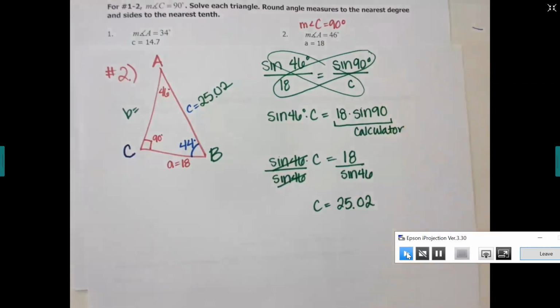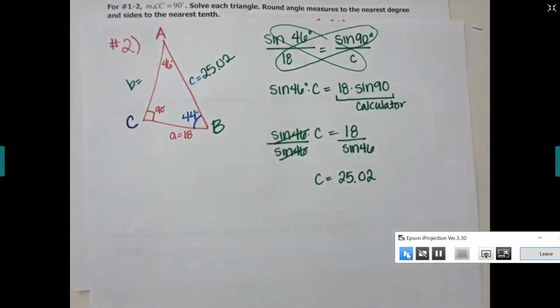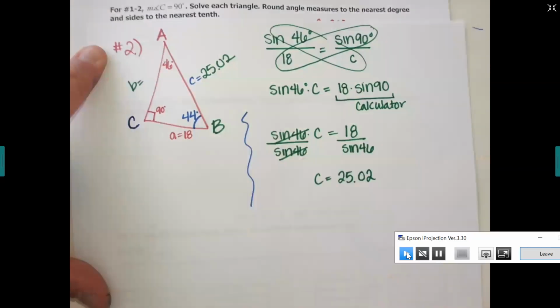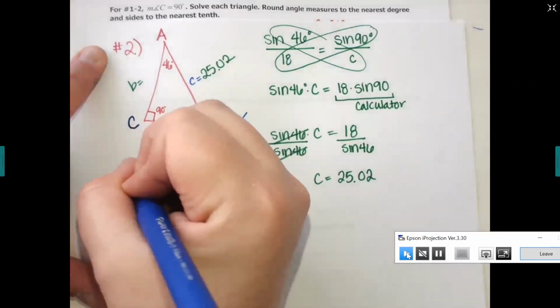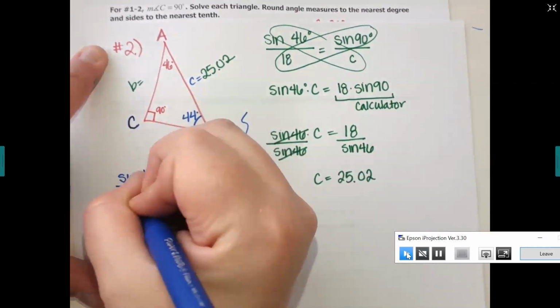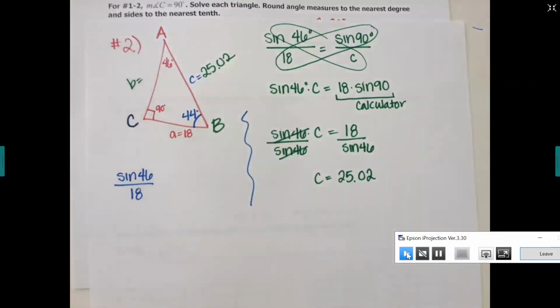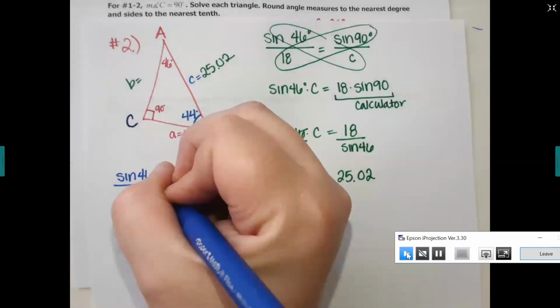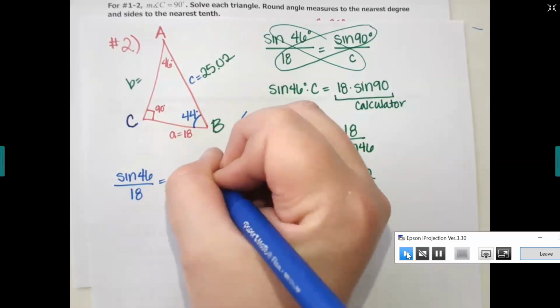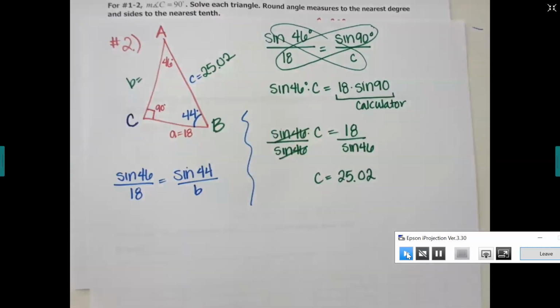And now that we know capital B, we'll be able to find little b just like the one that we just did. Okay? So I'm going to set up sine 46 over 18. Notice 46 is my big A, 18 is my little a. But this time on the figuring out side, I'm going to put the 44 degrees on top and a little b on bottom. So it'll be sine 44 over little b.